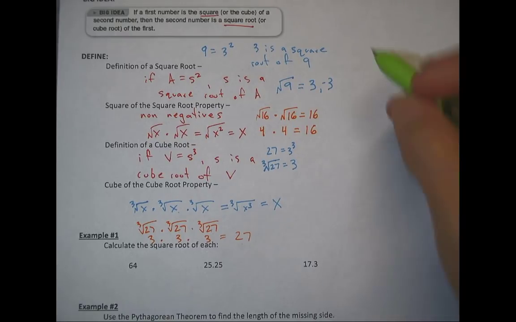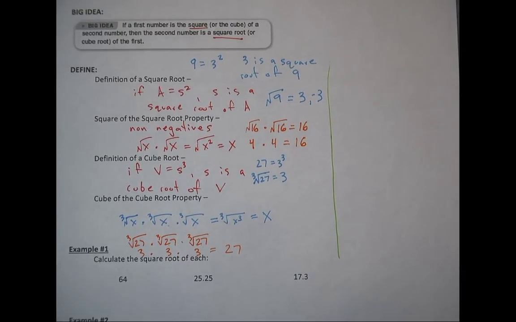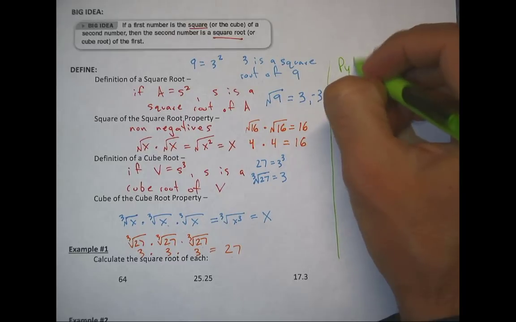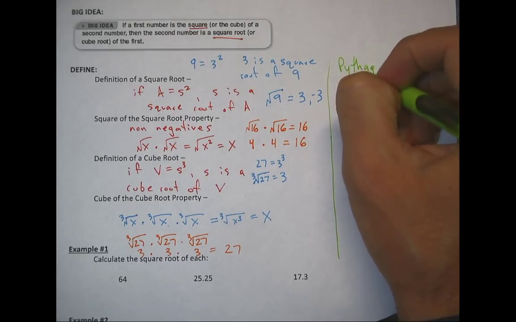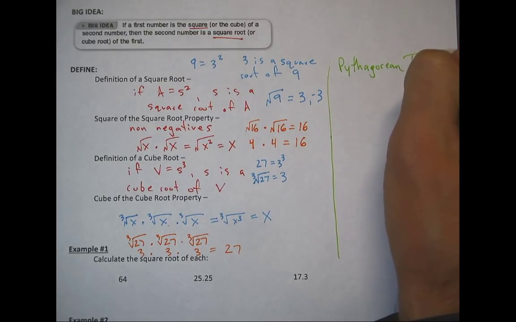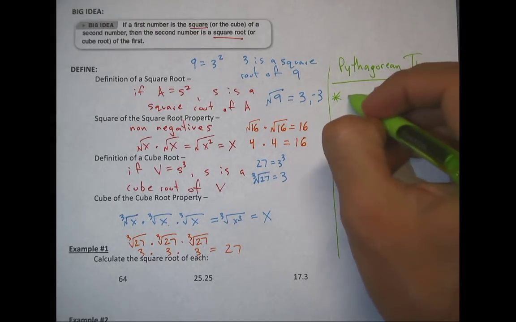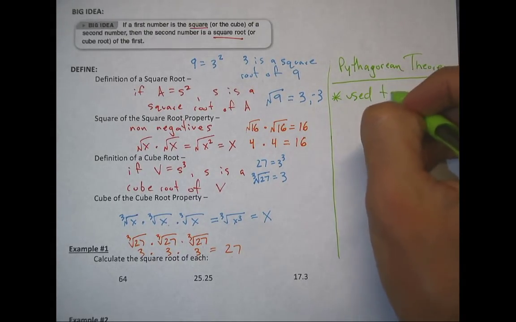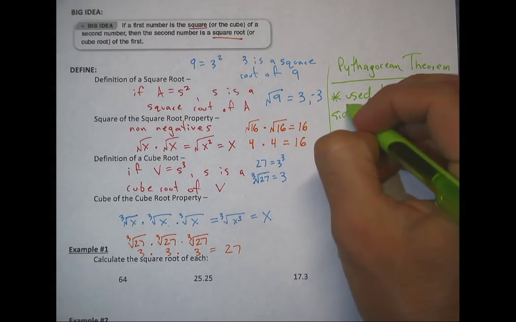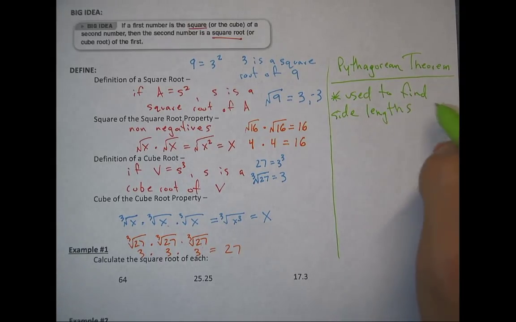Now where we're going to use this a lot, and it's kind of geometry, but you're going to see a lot of it in algebra too, is with the Pythagorean theorem. It's used to find side lengths on right triangles. And hopefully this isn't brand new. I'm pretty sure you spent a lot of time in Math 8 on the Pythagorean theorem.